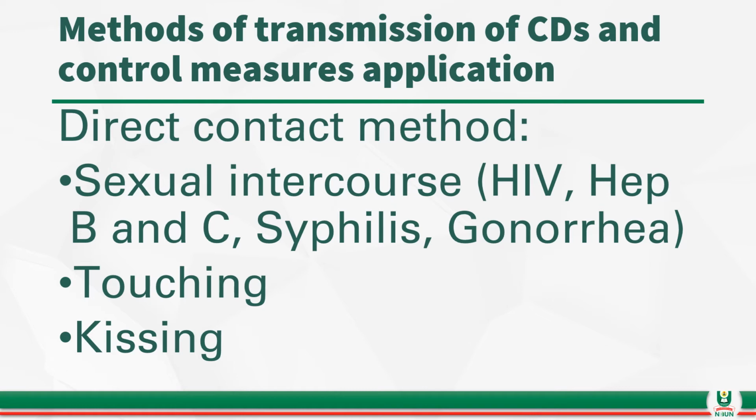controlled through protected sex. Abstinence or protected sex can help control that as a direct or contact method of transmission of communicable diseases. Some dermatological infections, the skin infections you could get through touching or body contact, can also be avoided through body hygiene. Kissing and oral candida, an oral infection with candidiasis, can also be prevented by avoiding that.